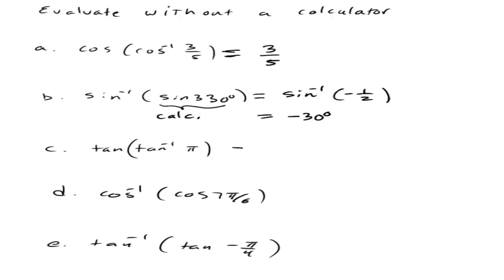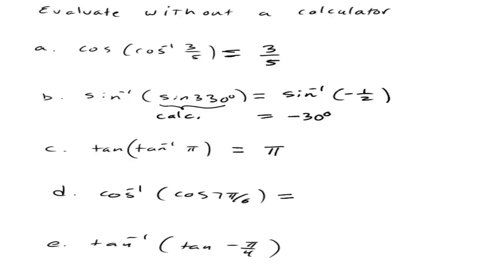Alright, let's look at C. We want to take the tangent of the tan inverse of pi. Well, we saw that the inverse function's domain is all real numbers. So for tangent, if the inverse function is the inner function, then no matter what the number is, it's always going to cancel out. And so in this case, the answer is pi.